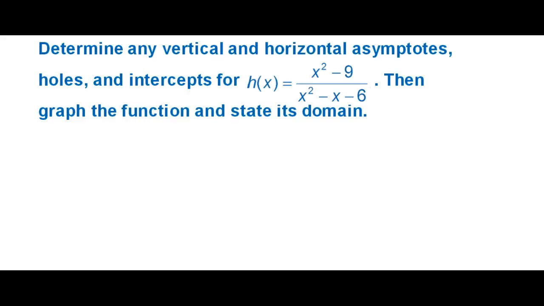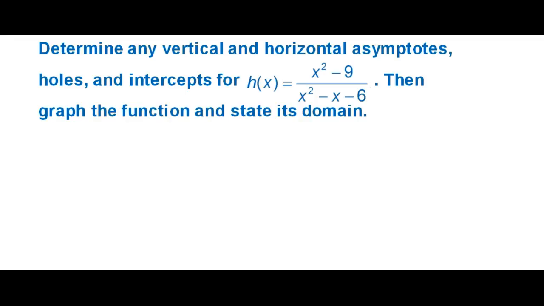Hi there. In this tutorial, we're going to be looking at still finding vertical and horizontal asymptotes. But now we're going to look at how holes can be involved in a function. And we're going to continue finding intercepts and graphing these rational functions.